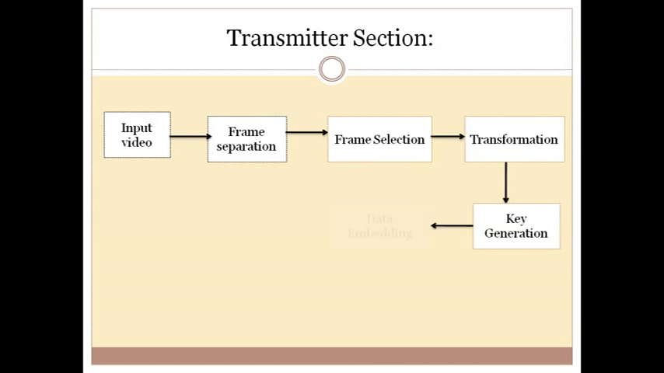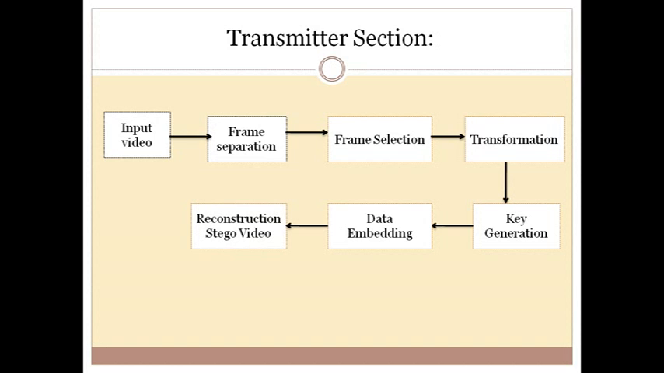Then the data which is to be hidden is embedded in the selected frame. The frames are called the Stego images. After data embedding, the separated frames are reconstructed. This reconstructed video is to be transmitted to the receiver side.